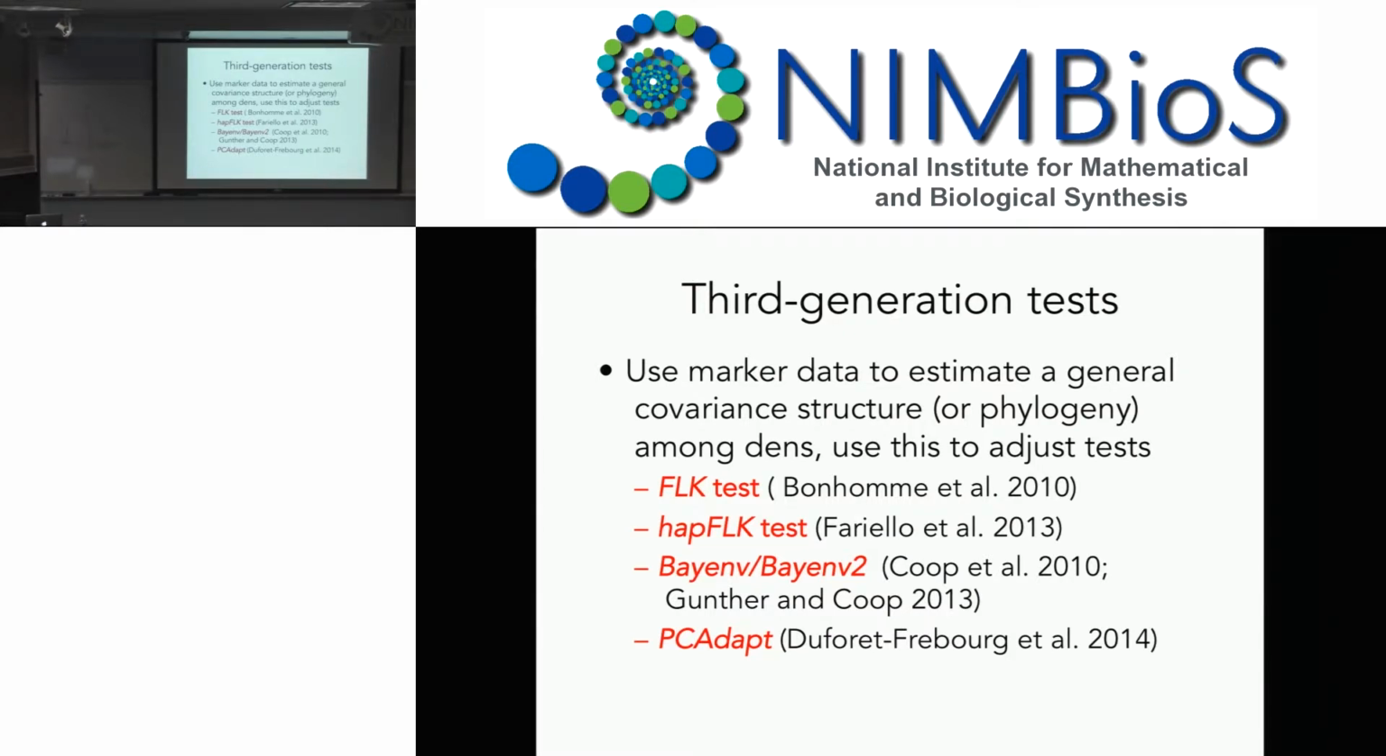There's still problems because you're assuming the markers you're using to estimate your covariance matrix among the demes are honest markers. These aren't markers under stabilizing selection, which will have too little divergence. They aren't markers under divergent selection, which will have too much. And so that issue aside, these third generation tests are probably the most powerful way to use FST data.